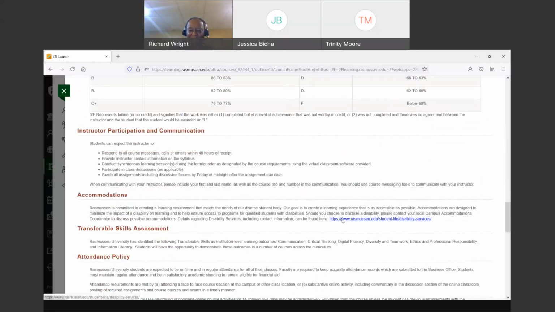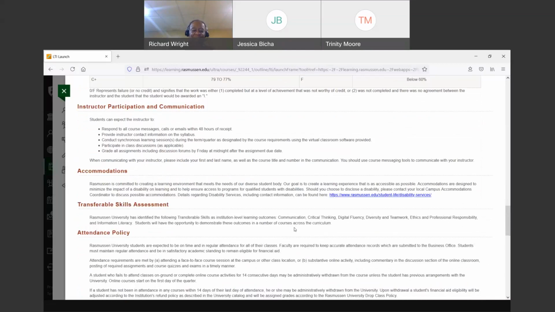Accommodations. If anybody needs accommodations, they reach out to their accommodations coordinator, who generally happens to be your academic dean. Transferable skills, I'll go over these real fast because you should know them by now. You've heard me talk about the importance of each of these, and they're called transferable skills because they transfer from school into your professional work.